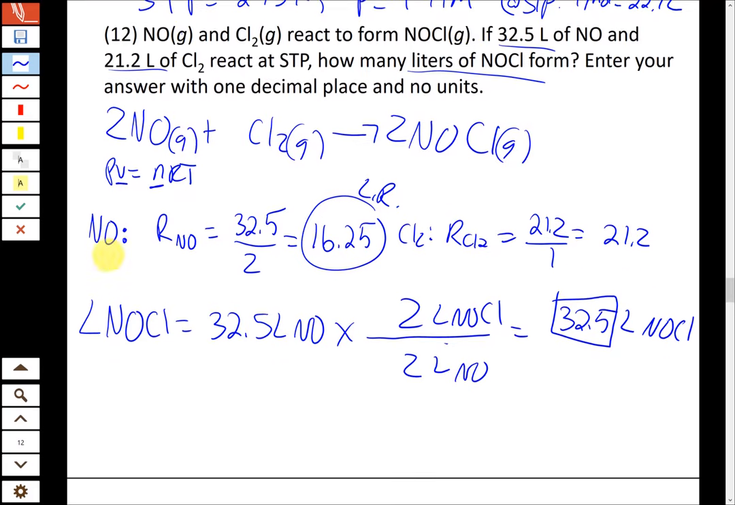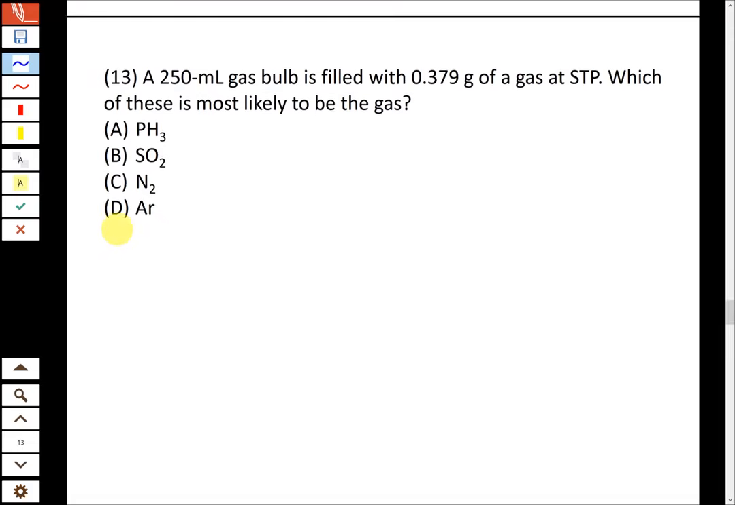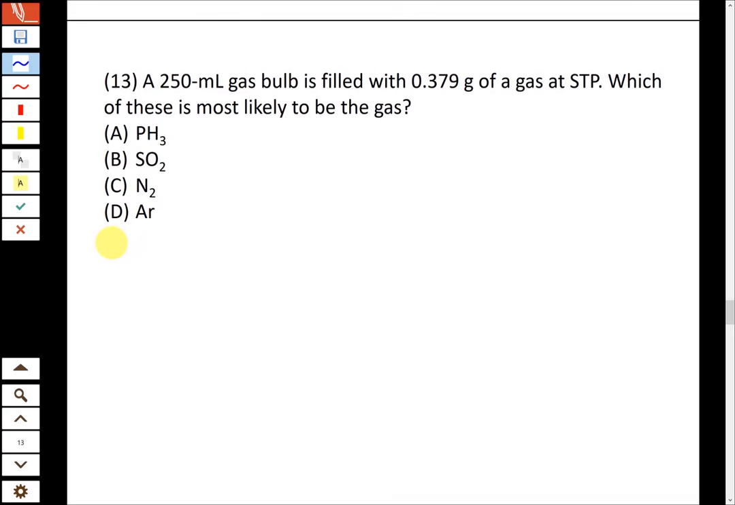All right, on to number 13. In this problem, we have a 250 milliliter gas bulb filled with 0.379 grams of a gas at STP. Which of these is most likely to be the gas? And so again, we have this STP condition here, so we know the pressure and the temperature right off the bat.